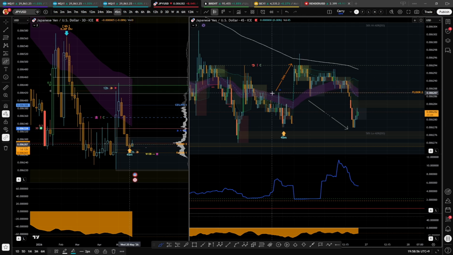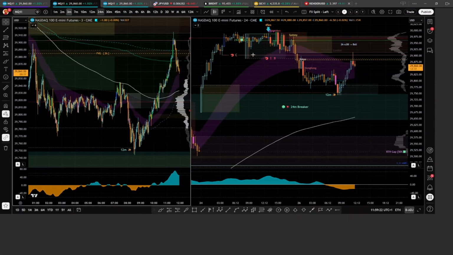So we had a little floor. This is my internal floor, floor 2. You can see we tapped it around this point here. It was holding. I need to fix my mouse. I'm so sorry. It was holding and using this down, DWN, that's CTR down. Using this context, I took a short on the NASDAQ yesterday. Let's have a look at it.